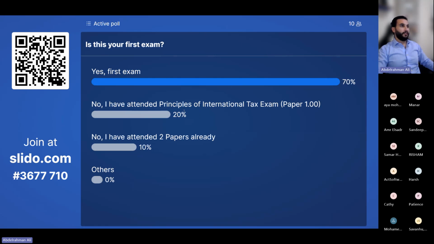So right, 70, 20, 10. This is the final record. I hope so, since 10 have participated. All right, this seems quite interesting because transfer pricing has a lot of correlation with other papers as well, in specific principles of international tax. So 70% of the attendants are trying to attend the first exam here.